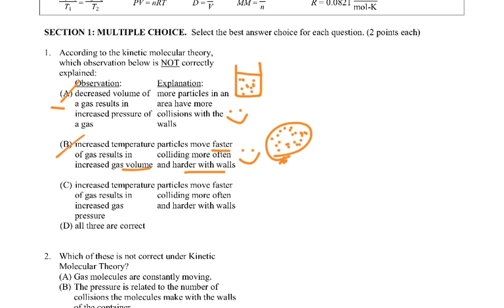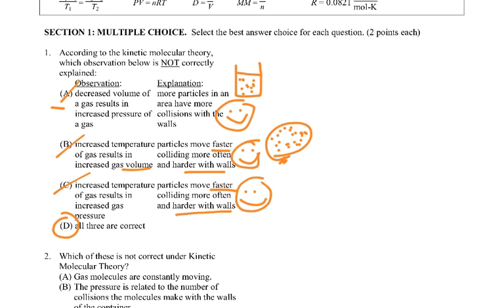Increased temperature of gas results in increased gas pressure. So if the temperature goes up, the pressure goes up. Particles move faster, that's the temperature, colliding more often and harder with the walls, that's the pressure. So that's a good answer as well. All three of these are pretty good answers and good explanations. So the answer must be D. All three of these are correct. And that was question 1. That's a lot of reading.